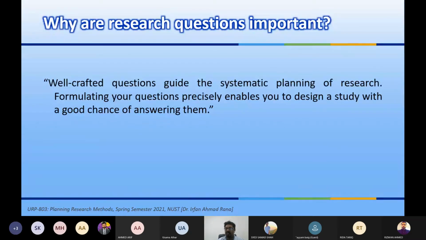So why are they important? When we talked about it, research is basically a systematic process. Questions guide you. They limit you: this is the scope, this is what you want to do, and you don't have to do research other than that. Defining research questions really helps you understand your limitations and the scope of your research. You should be focused enough to just answer these questions and not go beyond that. Do not assume anything else, just answer these questions.